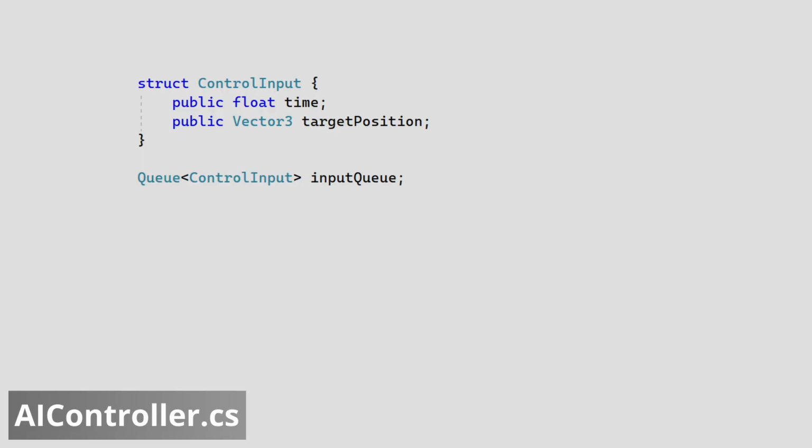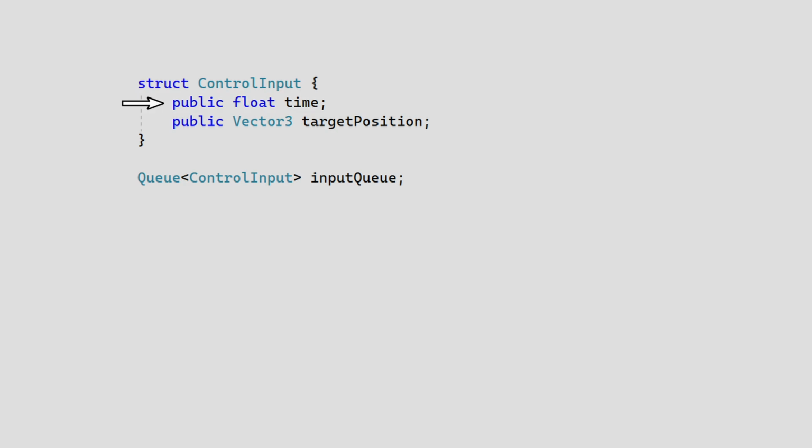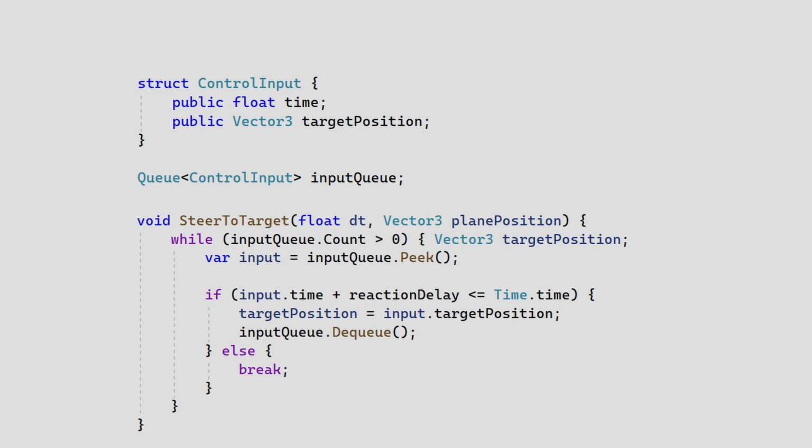We can implement this by adding a queue for the player's position. The queue items have a timestamp that stores when it was generated. The update loop pops items from the queue after some time has passed. We add a reaction delay variable to control this.